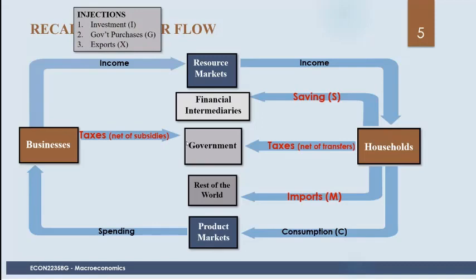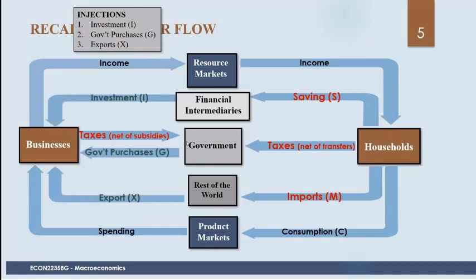So that was the leakages. Now the injections are investment, government purchases, and exports, okay? And so we can think of this as a simple overview of the economy. If you're thinking about the flow of water going around in this income flow, the economy is going to be either expanding or contracting unless the total sum of all of the leakages is equal to the total sum of all of the injections, okay?